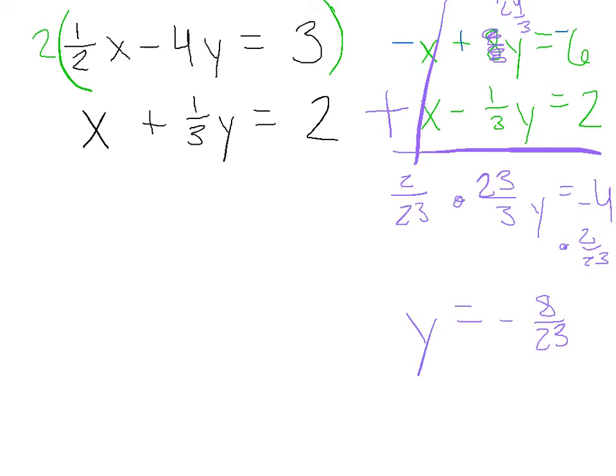So after looking at this, I think I'm going to keep the fractions together, and I'm going to plug this number in for this y, so the fractions kind of stay together to make things easier. At least I think this is easier. So I'm going to go ahead and choose a slightly different color here. I'll take this equation. We have x plus 1/3 y equals 2. My y value that I found is -8 over 23.